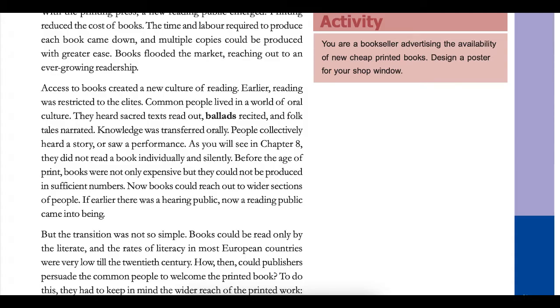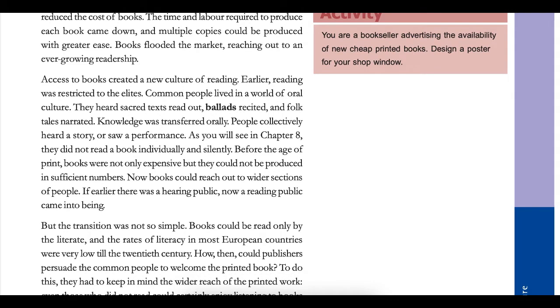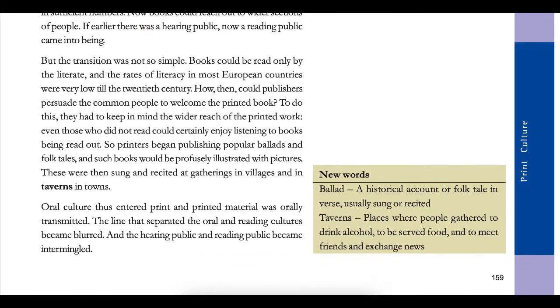Before the age of print, books were not only expensive but they could not be produced in sufficient numbers. Now, books could reach out to wider sections of people. If earlier there was a hearing public, now a reading public came into being. Transition was not so simple. Books could be read only by the literate, and the rates of literacy in most European countries were very low till the 20th century. How, then, could publishers persuade the common people to welcome the printed book?